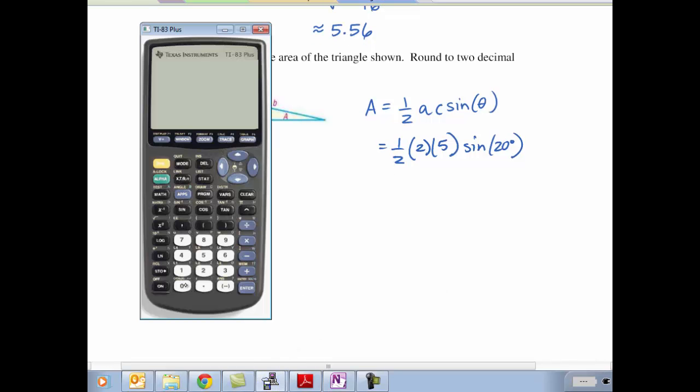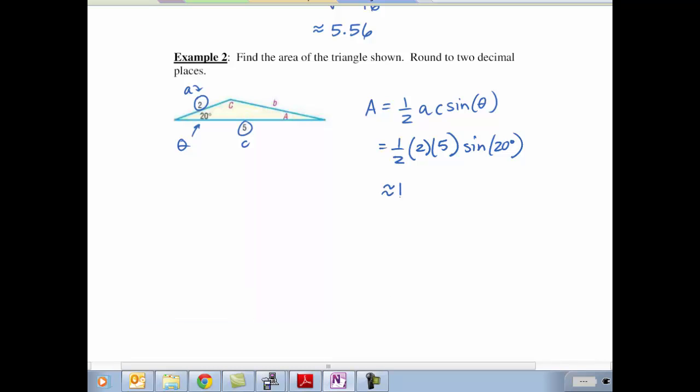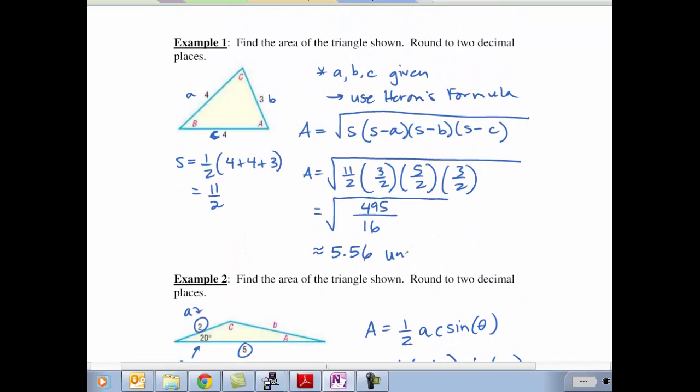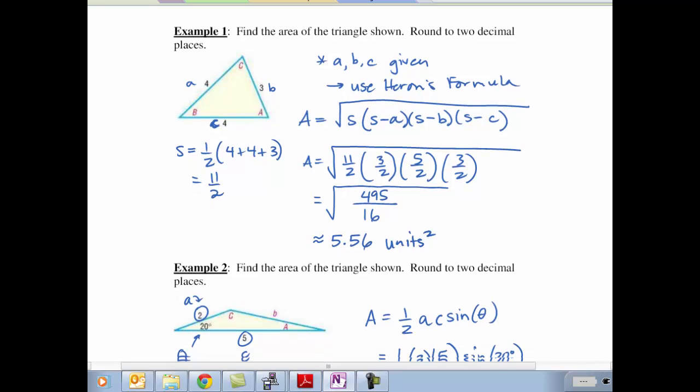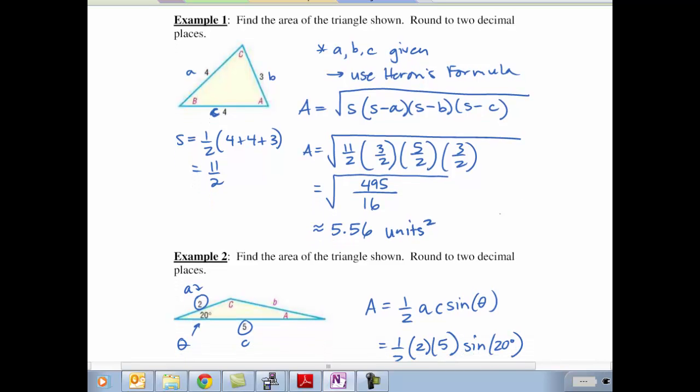So, turn it on, 0.5 times 2 times 5 times the sine of 20. 1.71. And I guess we should be putting labels on these square units. Same as the last one, since we're talking about area. So you can either write square units or units squared, either way is fine.